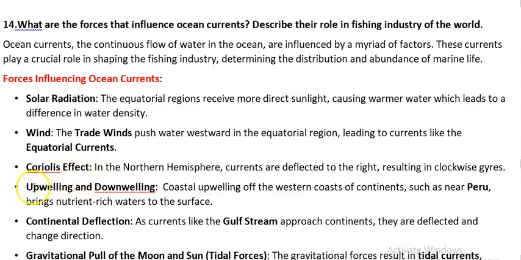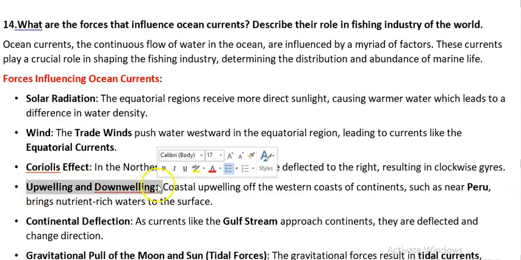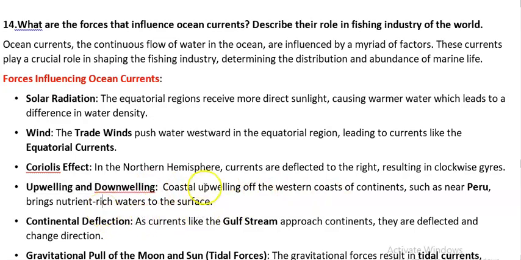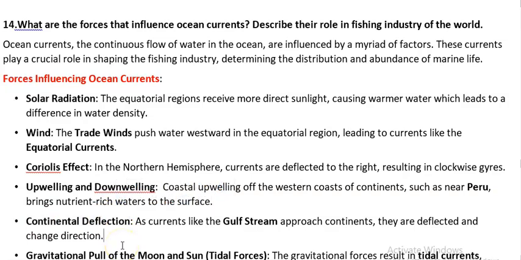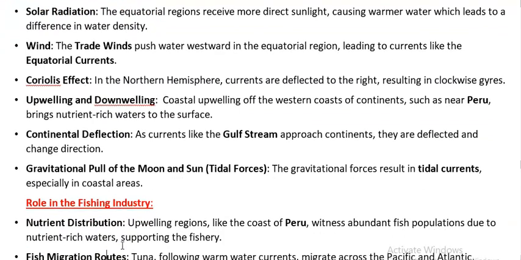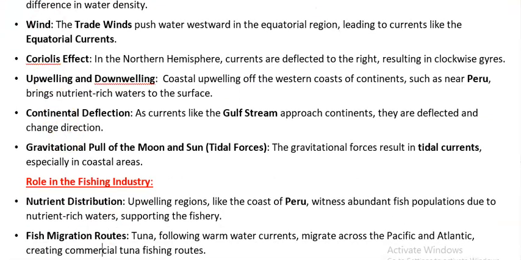When the water is removed from one particular area, it causes upwelling and downwelling in one region and the other region. You talk about Peru and the bringing of nutrients to that particular area. So when we started talking about a landmass called Peru, you say that apart from the impact of solar radiation, wind, etc., these landmasses or continents also deflect. You talk about the Gulf Stream. Then you say that apart from these visible causes, there is an invisible cause, that is gravitational pull.